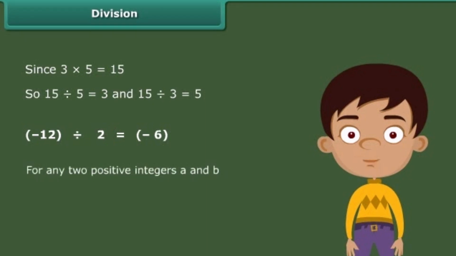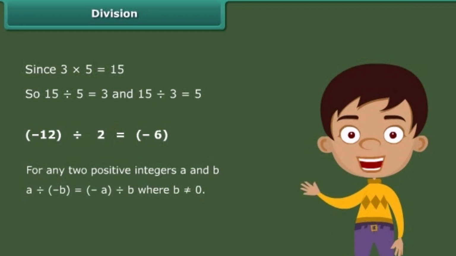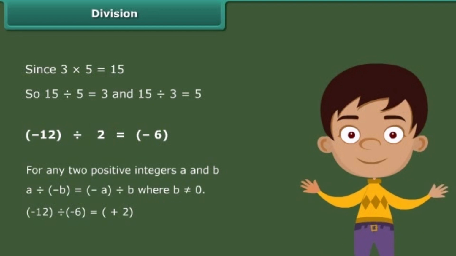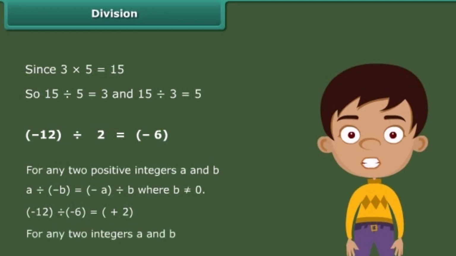In general, for any two positive integers a and b, a divided by minus b is equal to minus a divided by b, where b is not equal to 0. When we divide a negative integer by a negative integer, we first divide them as whole numbers and then put a positive sign. In general, for any two integers a and b, minus a divided by minus b is equal to a divided by b, where b is not equal to 0.